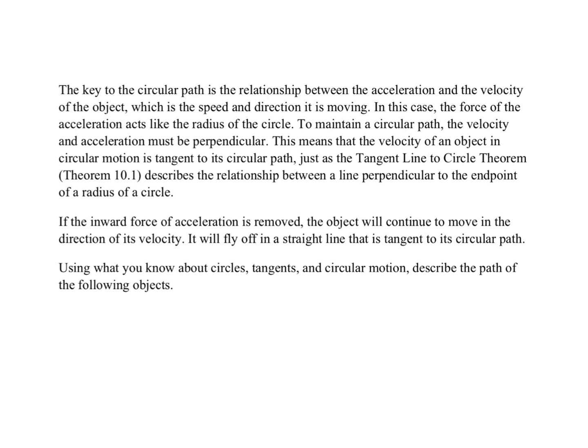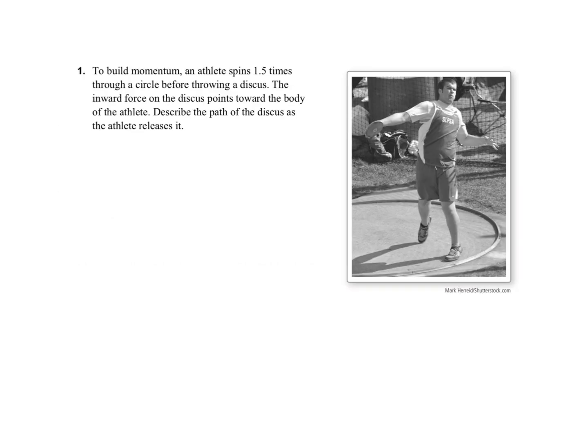Using what you know about circles, tangents, and circular motion, describe the path of the following objects. There are four. I'm going to show you the first one. To build momentum, an athlete spins 1.5 times through a circle before throwing a discus. The inward force on the discus points toward the body. So the body is going to be the center of a circle. Describe the path of the discus as the athlete releases it.